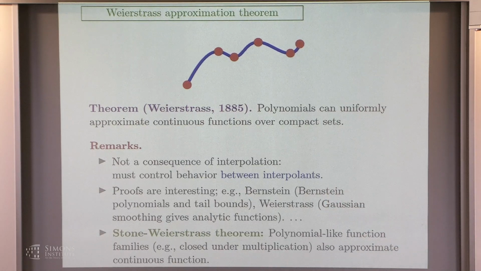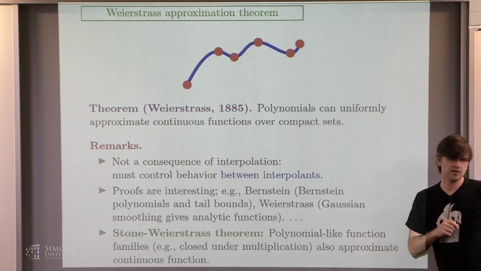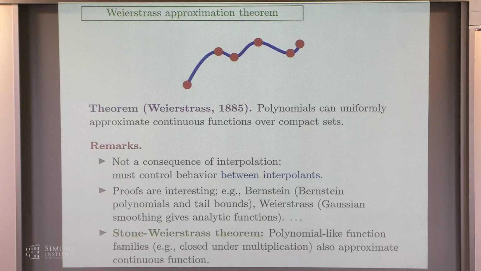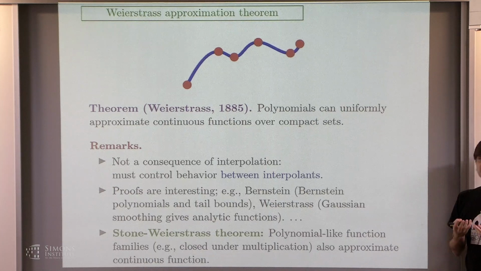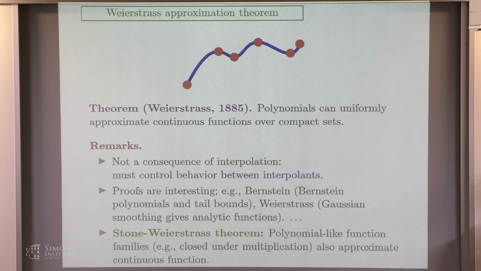And some time ago, people made a beefed up version of all of these, which is called the Stone-Weierstrass theorem, which is that if I have any function family that behaves like polynomials, and the key thing for us right now is that it's closed under addition and multiplication. So it's a function class that's like polynomials. If I have f and g in the function class, f times g is also in the function class. Then I get the consequence of the Weierstrass theorem, which is that I can approximate continuous functions over compact sets.